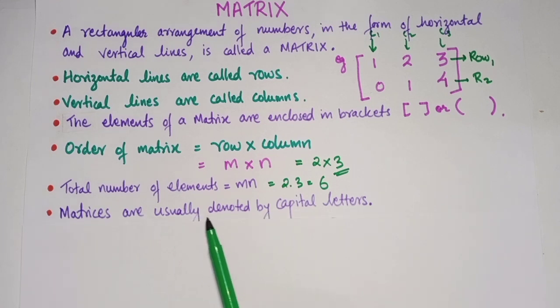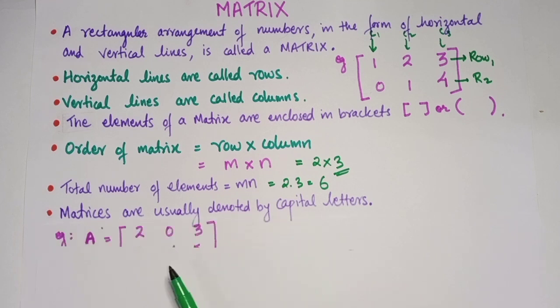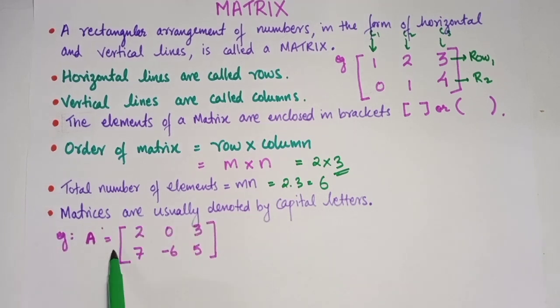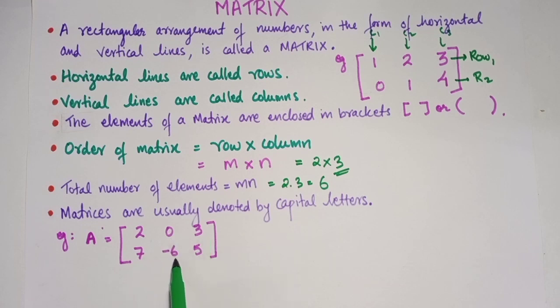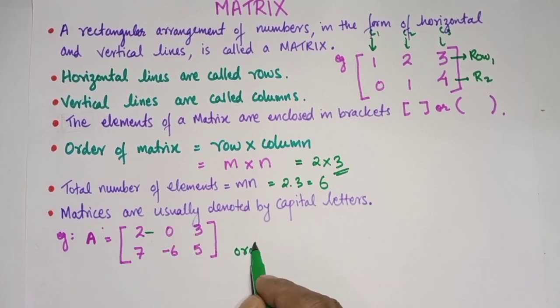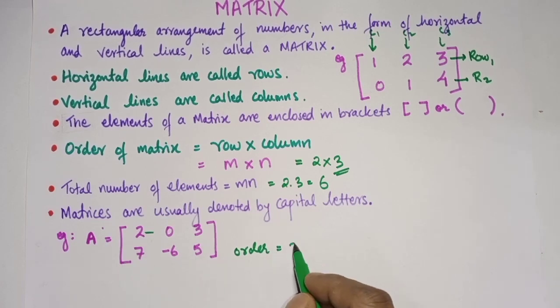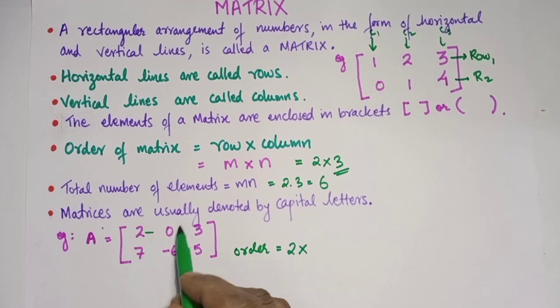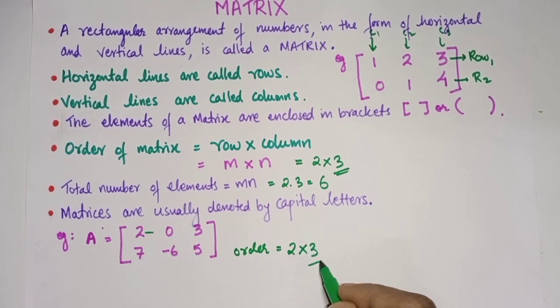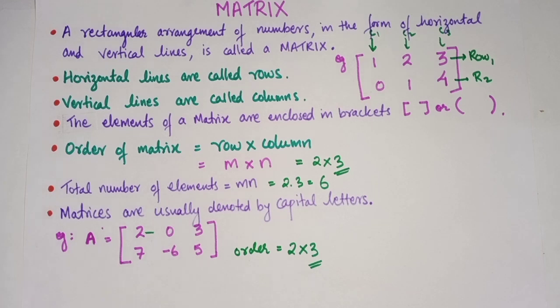Now matrices are usually denoted by capital letters. Every time, a matrix is represented by a capital letter. You can see an example. We have A equal to 2 0 3 7 minus 6 5. You can see it is represented by a capital letter. I have already told you how many rows are there. These are your rows, and these verticals are your columns. So can you tell me the order? This is important for your exam, they ask the order also. What is the order? How many rows are there? 2. And how many columns are there? 3 columns. So 2 by 3. This is my answer. Hope you are clear.